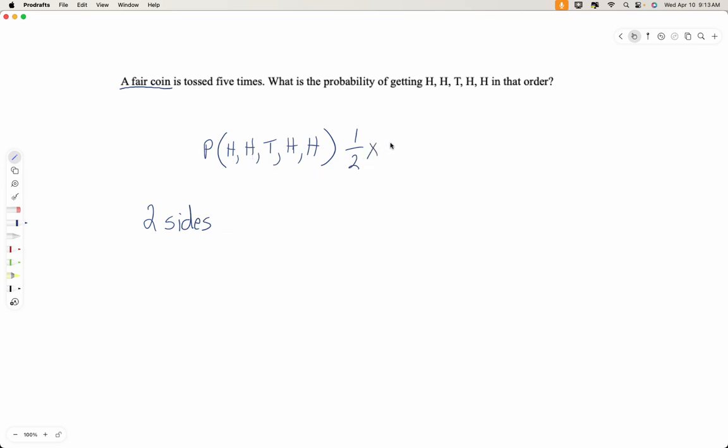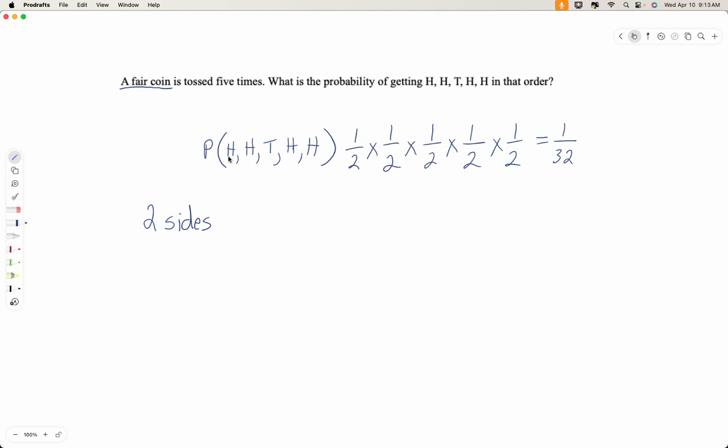We want to do heads again, 1 out of 2 possible outcomes. Tails, 1 out of 2 possible outcomes. Heads again, 1 out of 2 possible outcomes. And heads again, 1 out of 2 possible outcomes. That's all there is to that. It's very straightforward. 1 times 1 times 1 times 1 times 1 is 1. And 2 times 2 is 4, times 2 is 8, times 2 is 16, times 2 is 32. All right?